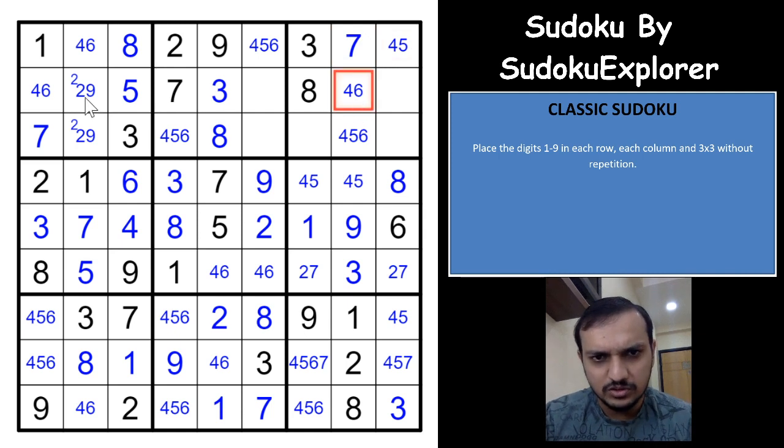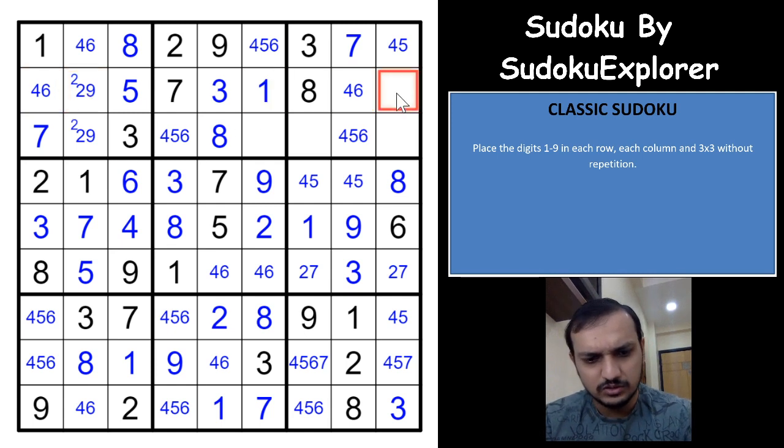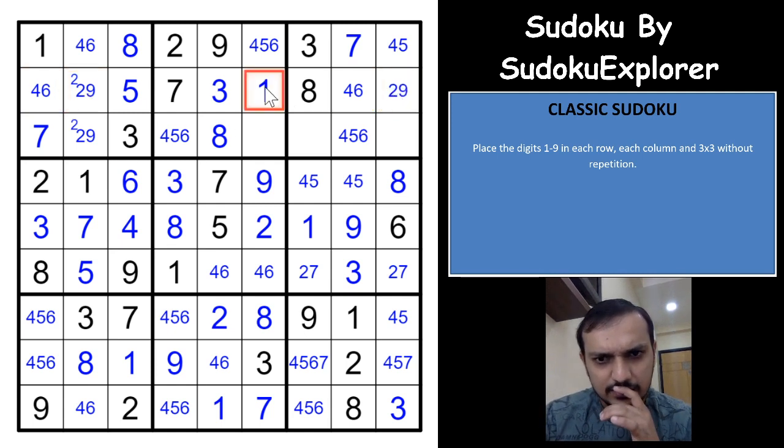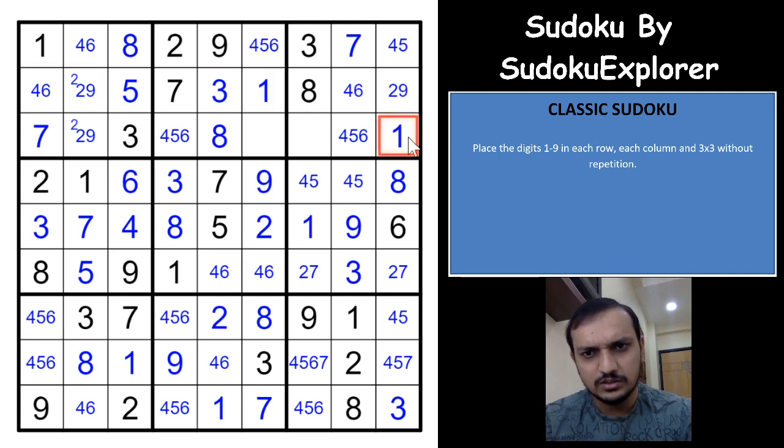You have a 4, 6 pair here as well. So the remaining digits are 1, 2 and 9. So this cell would have to be 1. This is 2 and 9. Right? This one actually gives you a 1 in this cell. You have a 4, 5, 6 triplet here as well. So that is 2 and 9 again. So this cell would have to be 2. This is 9. That gives you a 2 here and a 9 here.